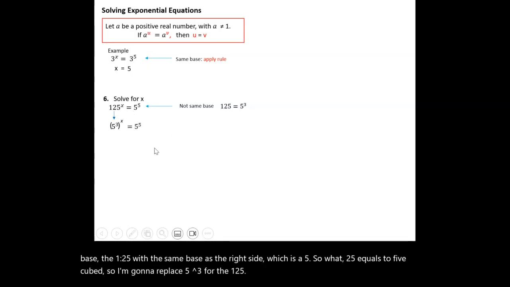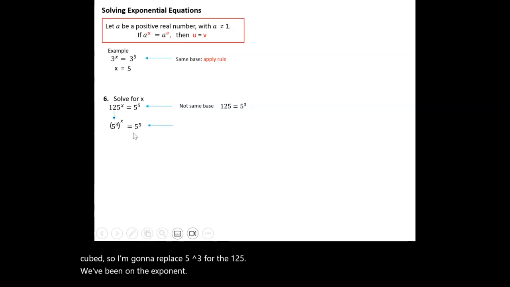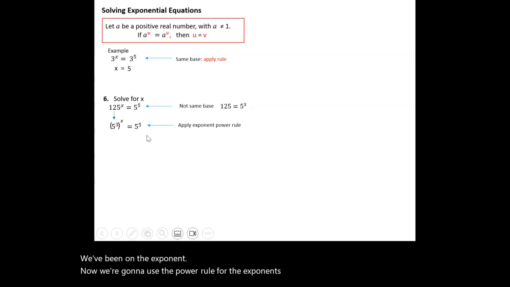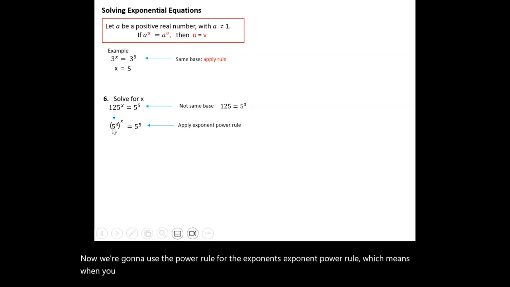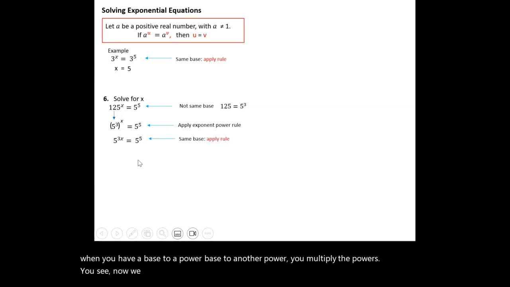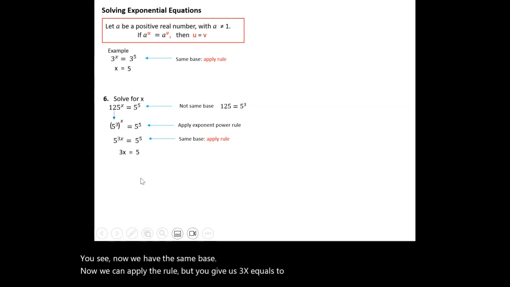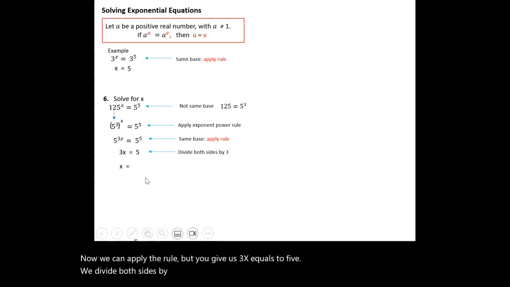Now we're going to use the power rule for exponents, which means when you have a base to a power raised to another power, you multiply the powers. You see, now we have the same base. Now we can apply the rule, which will give us 3x equals 5. We divide both sides by 3, so x equals 5 over 3.